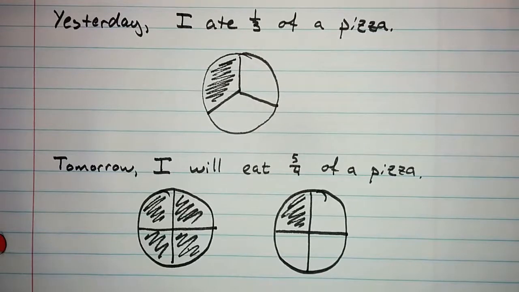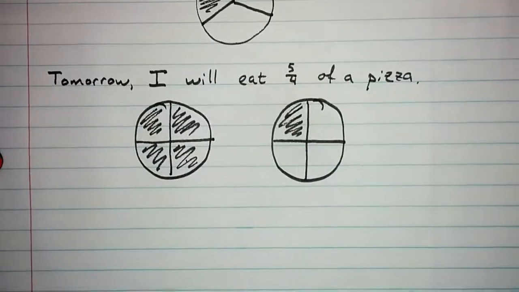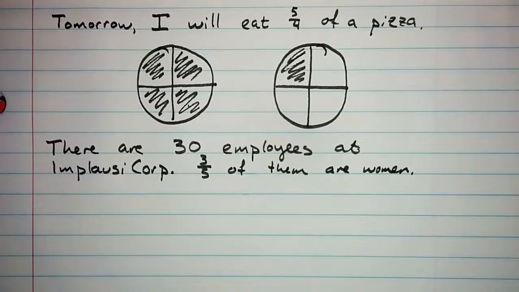We might also think in terms of a fraction of a group. So, for example, there are 30 employees in Implaza Corp. 3/5 of them are women. What does that mean? That means we slice every employee into 5 slices, and 3 of those slices are women. No. Wait, that would be weird.